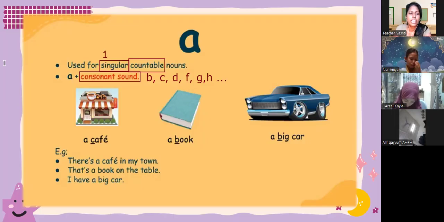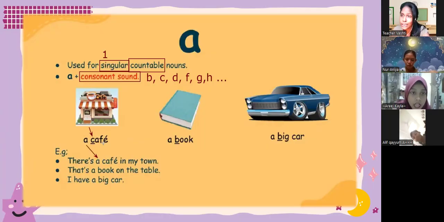Now, let's see. Look at the word cafe. Boleh kira ke tak? How many cafe can you see there? Only one. Can you count? Yes. Now, the word cafe starts with the consonant. Dia mula dengan huruf consonant. A cafe. So, that's why we use the word a. There's a cafe in my town. Tak bolehlah guna an. Guna a. How about book?